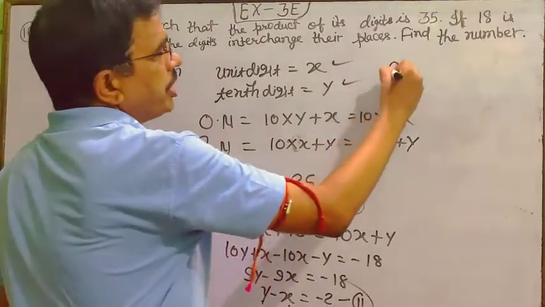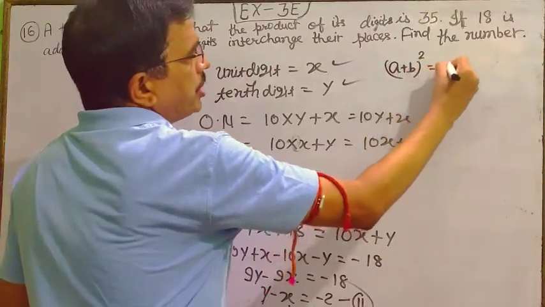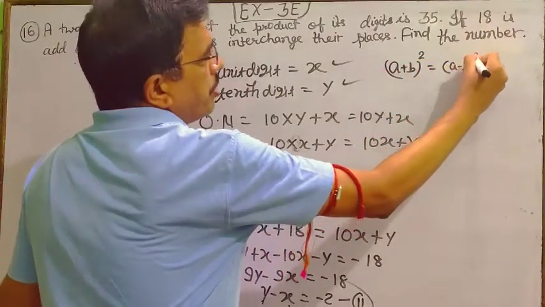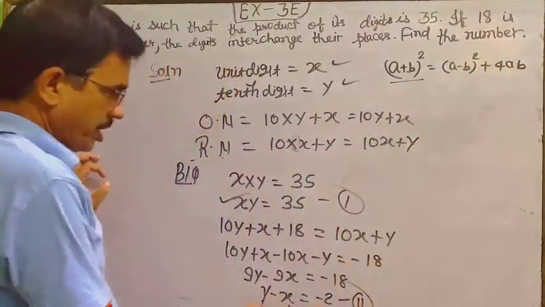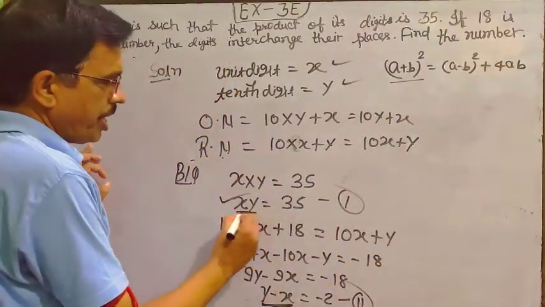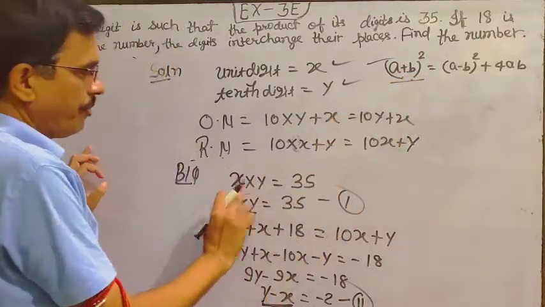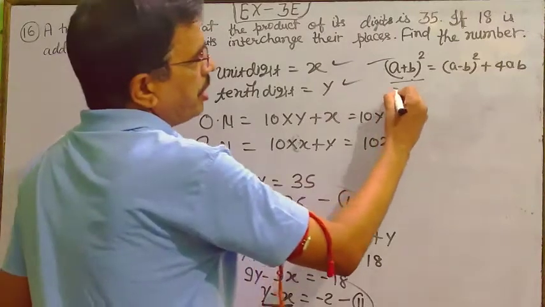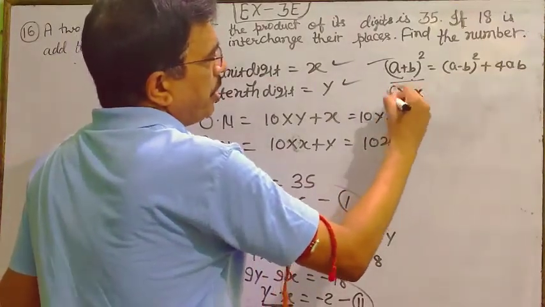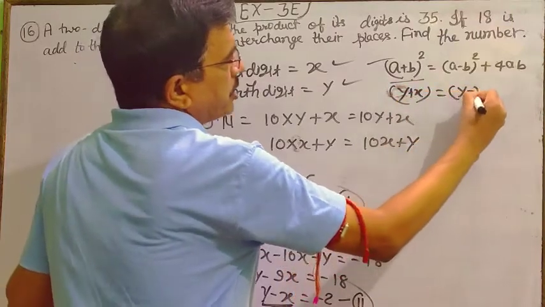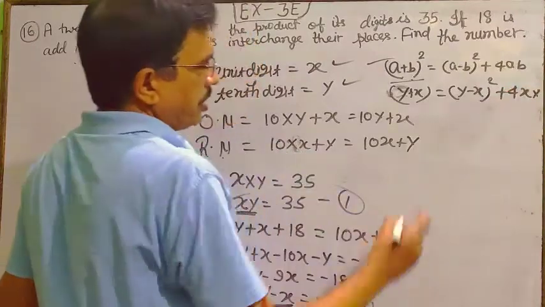Now we find here the product and here the difference. Then there is one formula: a plus b whole square is equal to a minus b whole square plus 4ab. Dear student, here a minus b is given and a into b is given. So use the formula and you can find the value of a plus b, that is x plus y. So the value of y plus x whole square is equal to y minus x whole square plus 4xy.